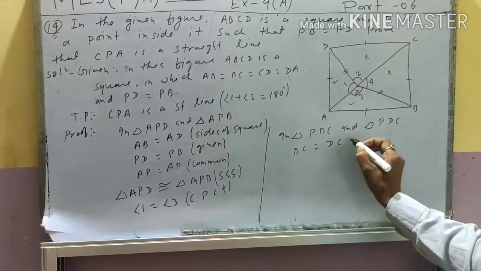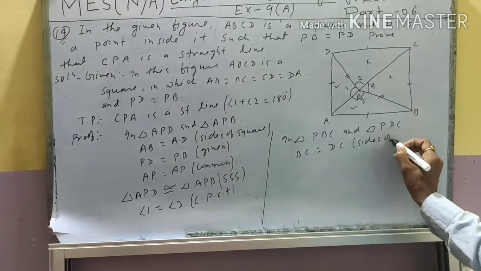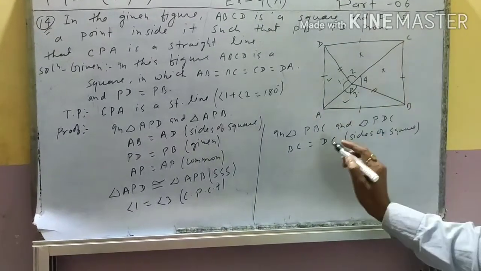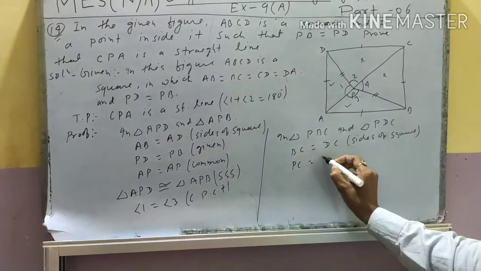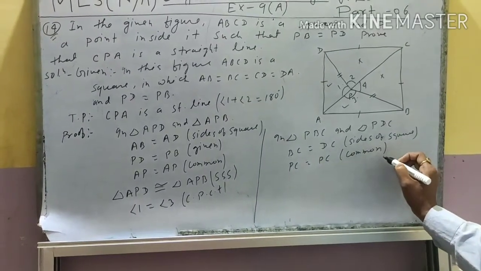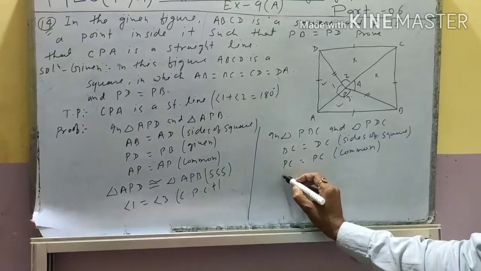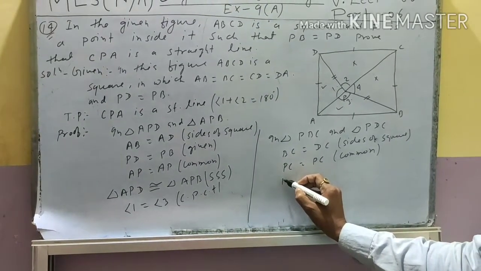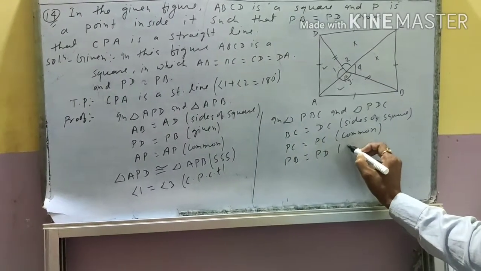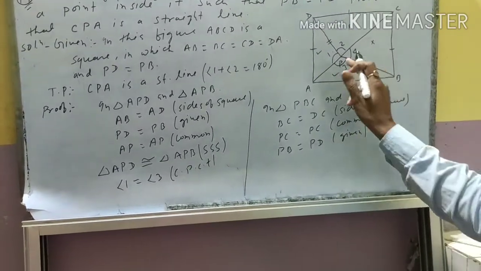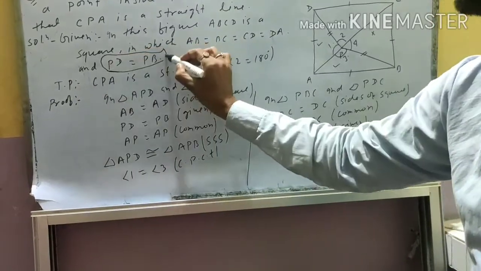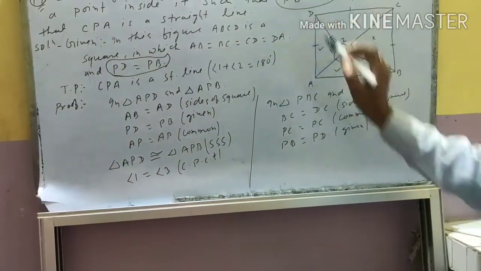BC is equal to DC, sides of a square. PC is equal to PC, common. And third, PB is equal to PD. This is the given information. Here is also given information.